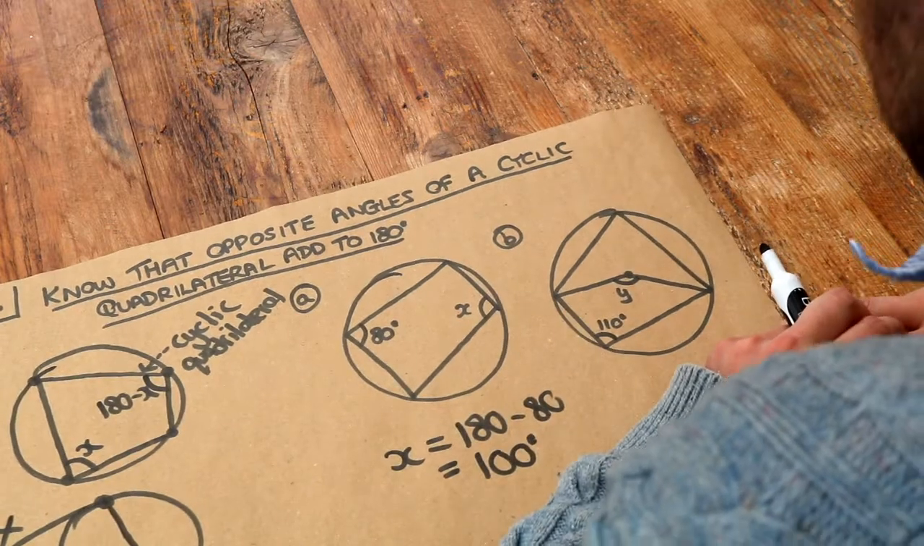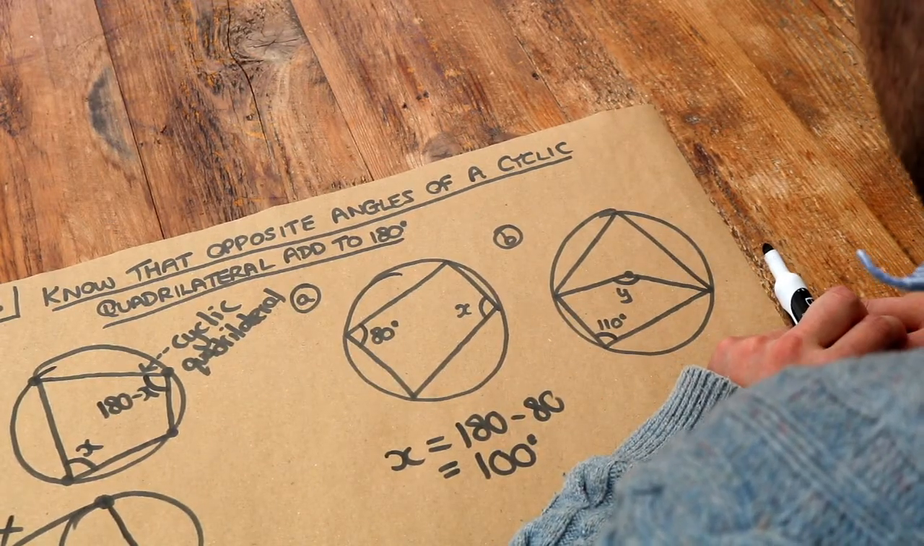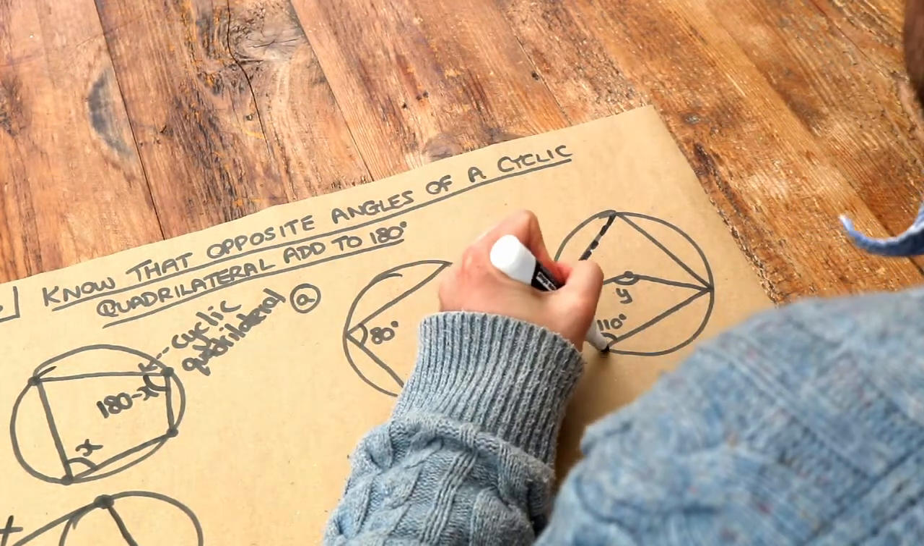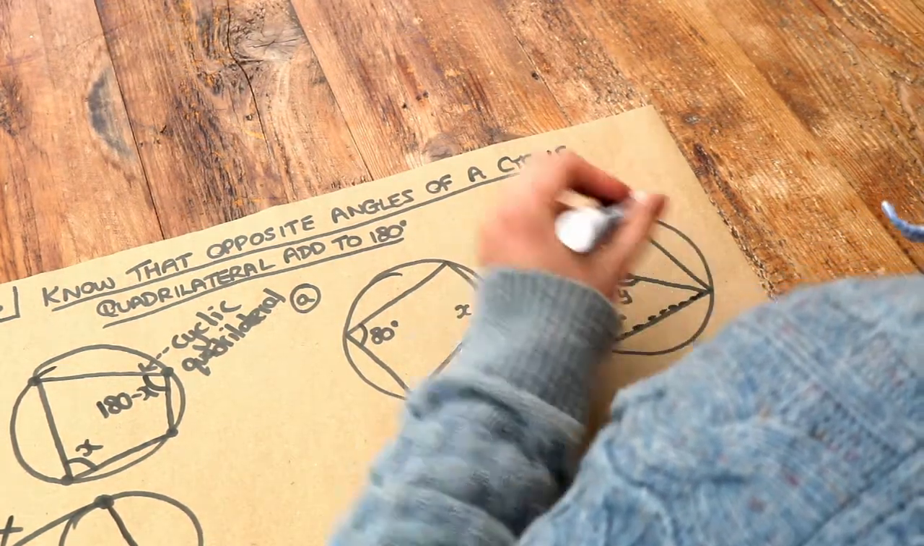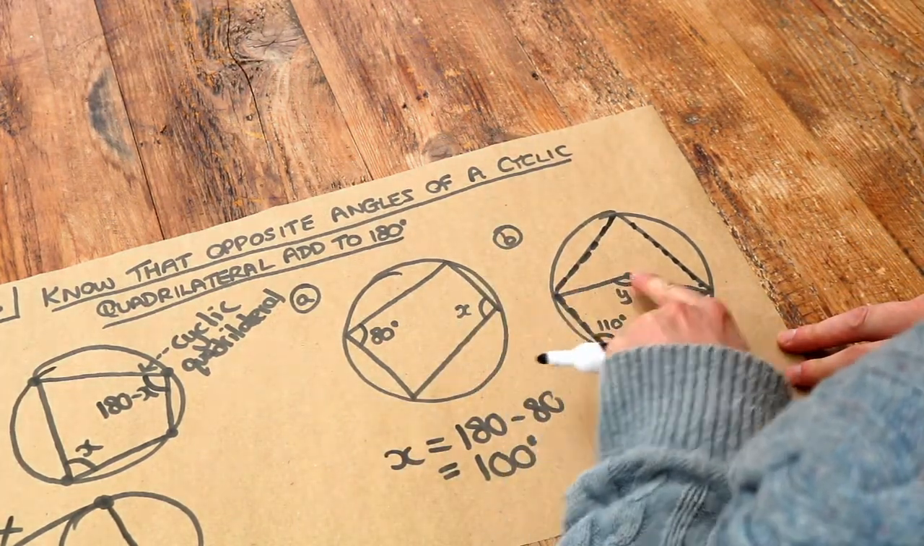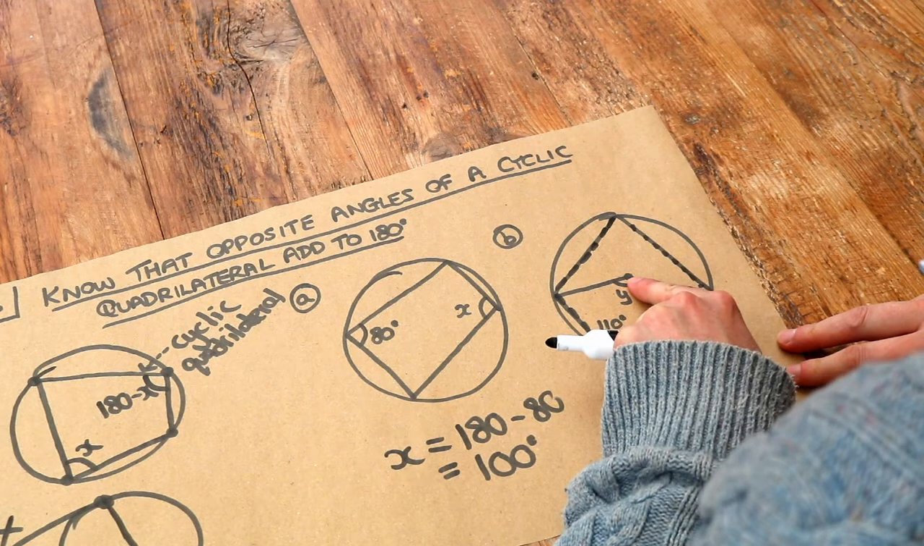And what about this one? I've combined two circle theorems here. Now, this here is the cyclic quadrilateral because it involves 4 points on the circumference of a circle. This is not a cyclic quadrilateral because that point's in the centre of the circle, not on the circumference.